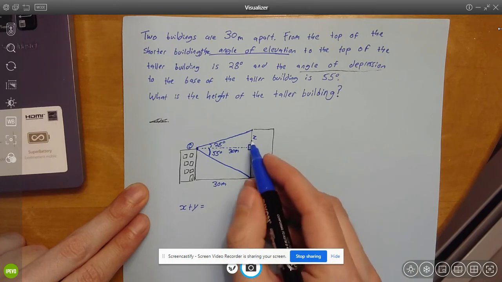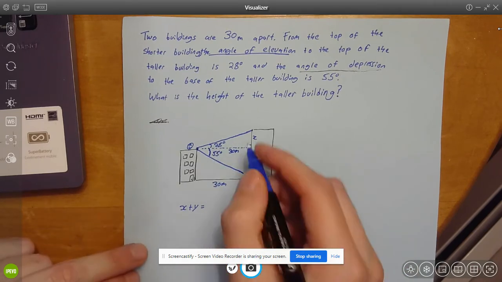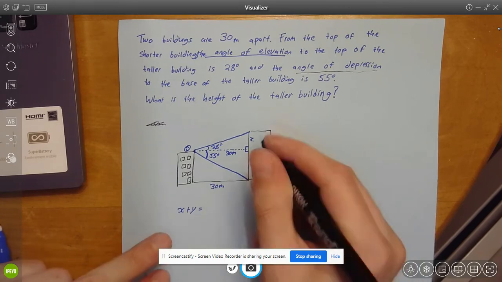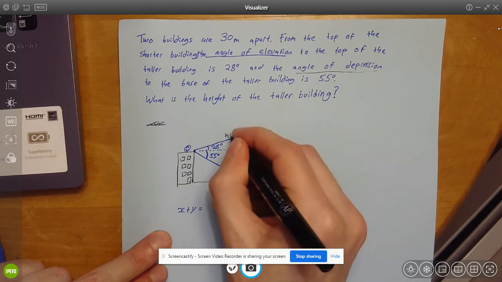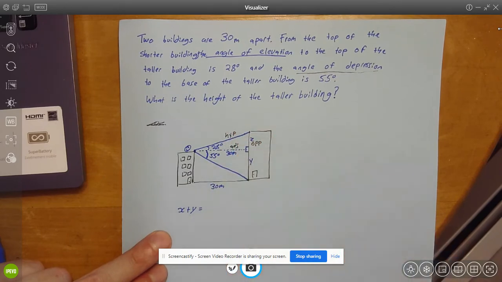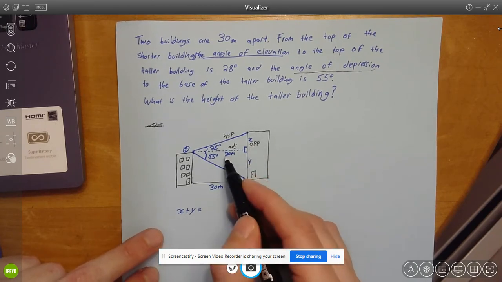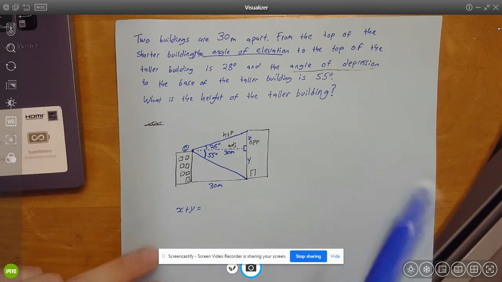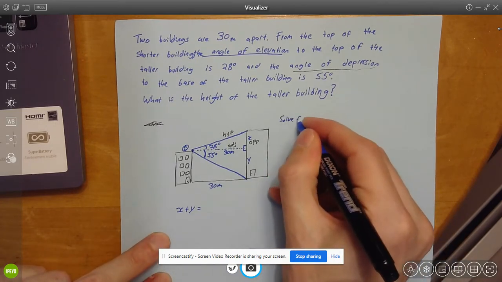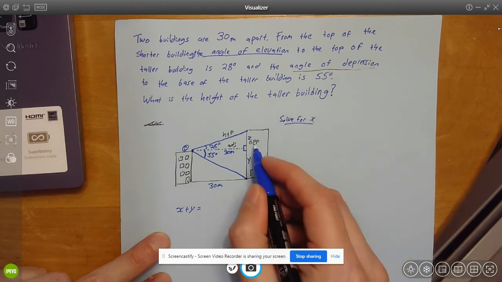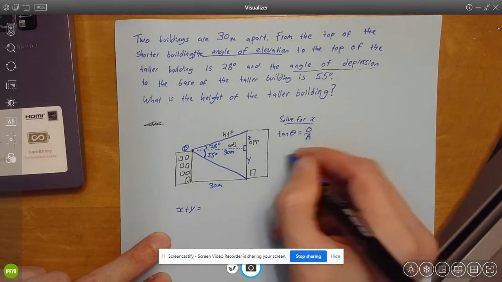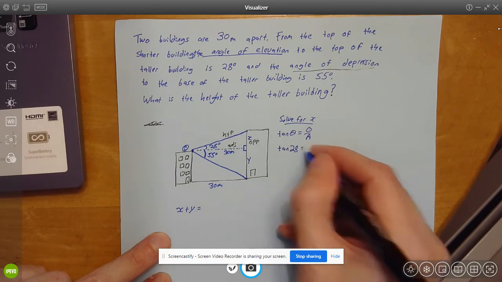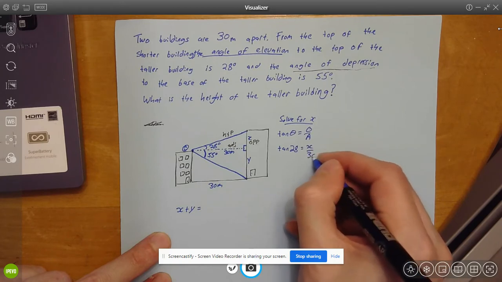So let's try to solve for x first. Here's my reference angle of 28 degrees. Again, any question that's right angle trigonometry, I want to start by labeling my sides. I've got opposite, hypotenuse, and adjacent. And so I want to know opposite, I know adjacent. So our first step in solving for x is to select which trig ratio it uses opposite and adjacent. Well, of course, that's tangent. So tan theta equals O over A. So in this case, I've got tangent of 28 equals x over 30.